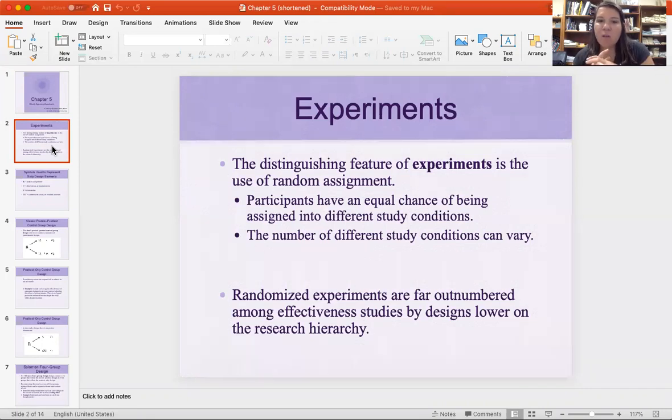Okay, so this is the idea that participants have an equal chance of being assigned to either the treatment group or the control group. Random experiments are far outnumbered among effectiveness studies by designs lower on the research hierarchy. So again, if it is a true experimental design, it is higher up on the research hierarchy because of random assignment.